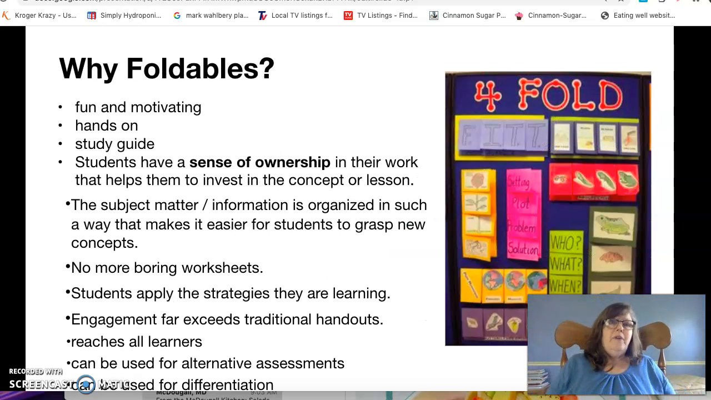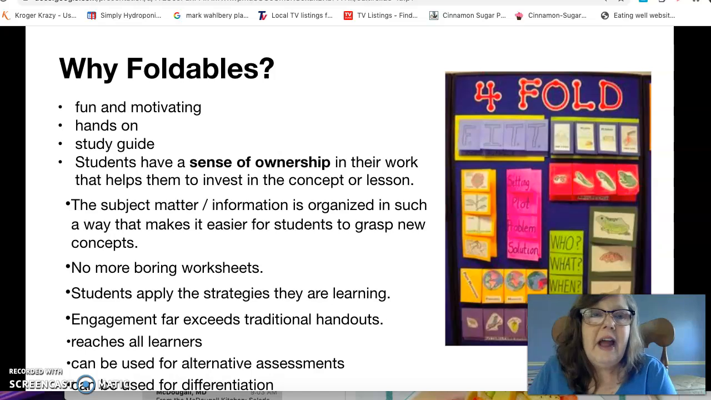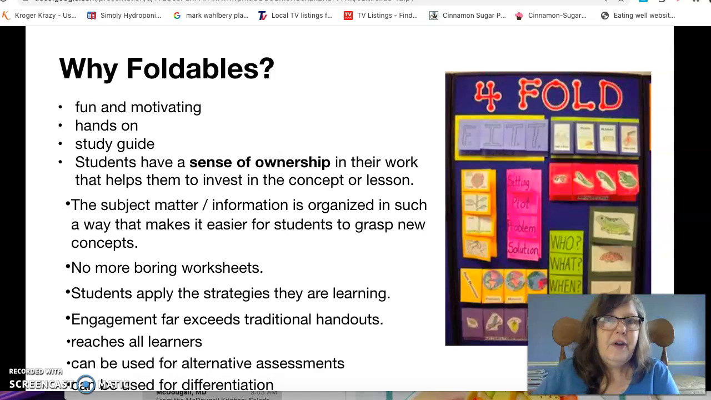All right, so why foldables? First of all, they're fun and motivating. They're hands-on, which kids like. They're a way to use as a study guide as well. Students have a sense of ownership because they can be creative. They can do it their own way. The information is organized in a way that makes it easier to understand the concepts and connect them. It's not a boring worksheet. Students can apply the strategies that they're learning. The engagement exceeds traditional handouts. It reaches all learners, so it can be used for differentiation. It can also be used as an assessment.